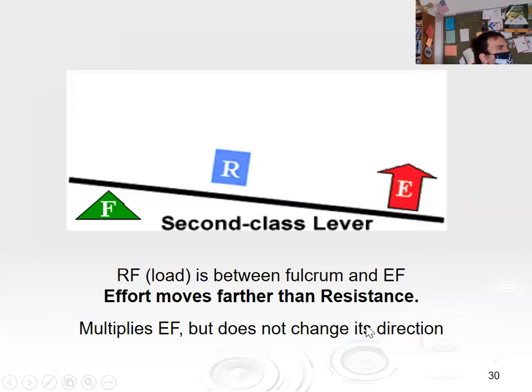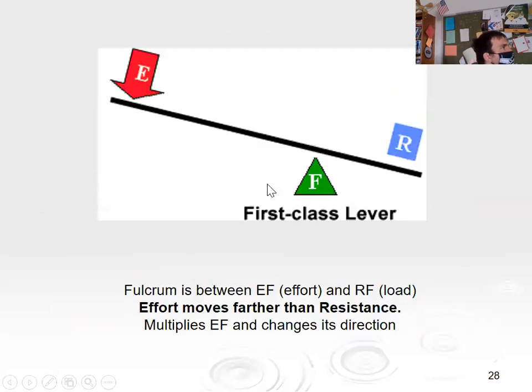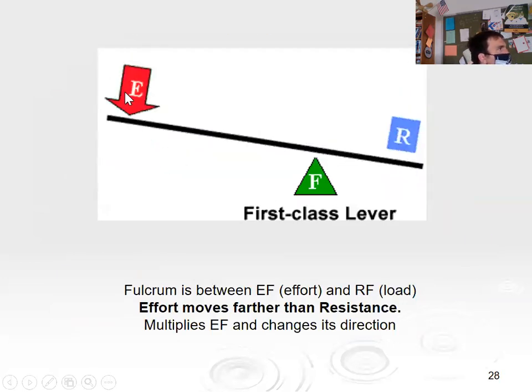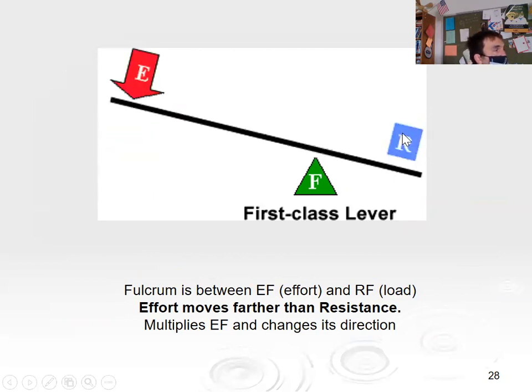It multiplies the effort, but does not change the direction because the effort and the resistance are in the same direction, aren't they? Back here, the effort and the resistance were in two different directions. Effort went down. What happened to the resistance? It went up, didn't it?